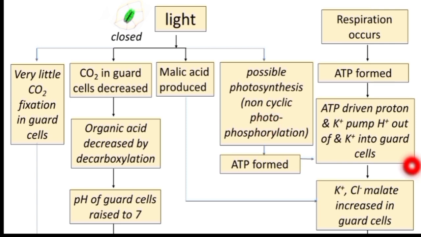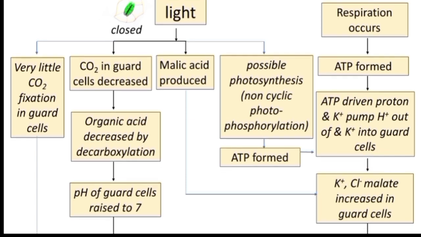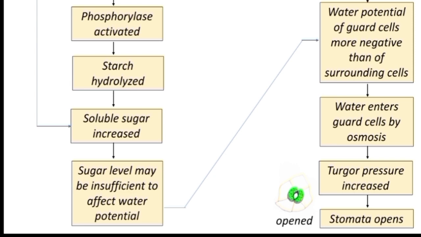As the potassium ion, and along with them chloride ion, enter the guard cell, water potential becomes more negative, and this change in the ion concentration of the guard cell is sufficient to affect water potential. So the water enters into the guard cells and osmosis takes place, and turgor pressure of the guard cells increases and the stomata open.